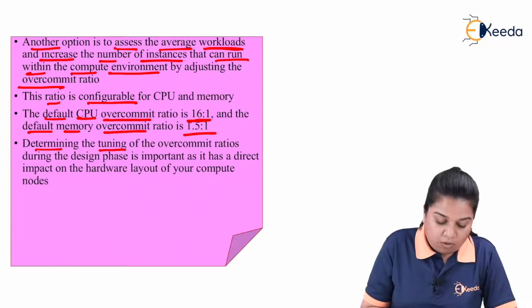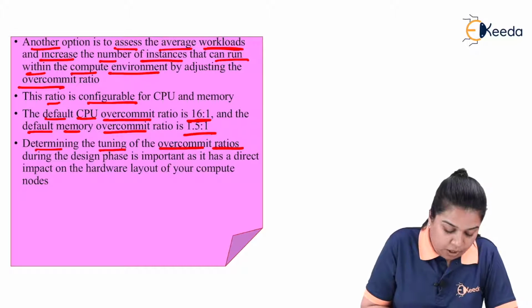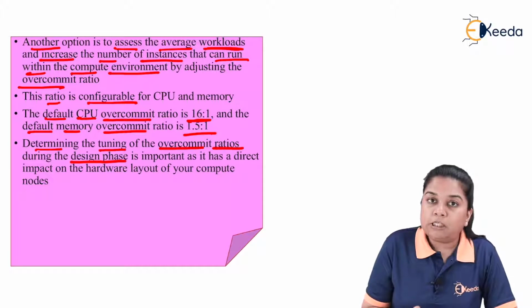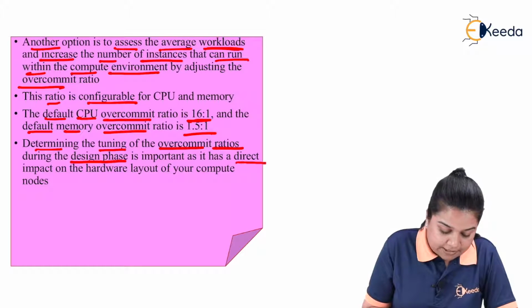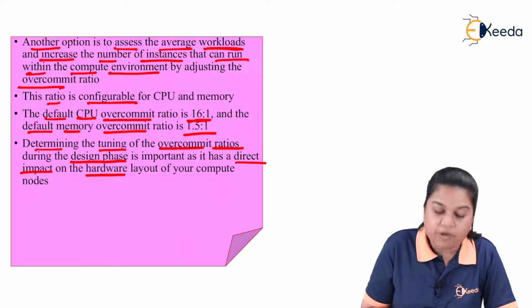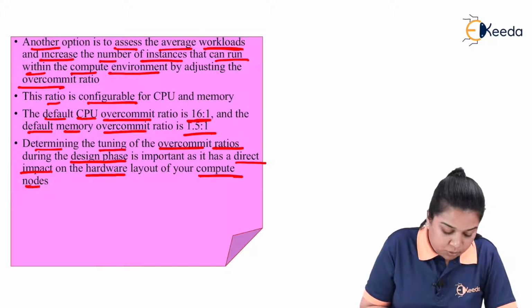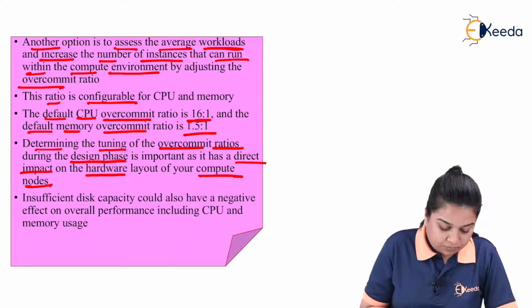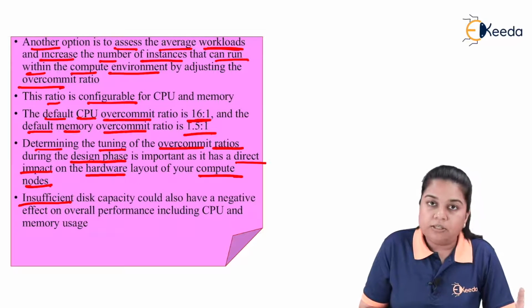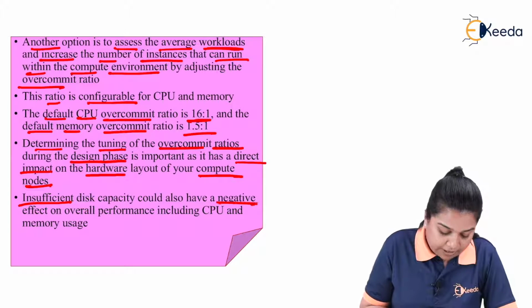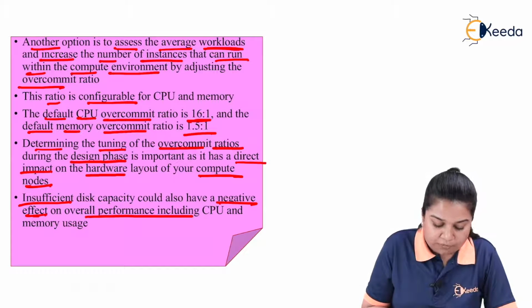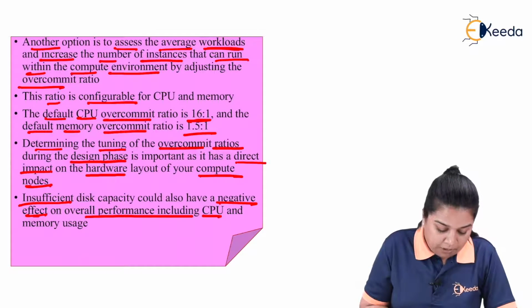Determining the tuning of overcommit ratios during the design phase is important as it has a direct impact on the hardware layout of the compute nodes. Insufficient disk capacity could have a negative effect on overall performance, including CPU and memory usage.